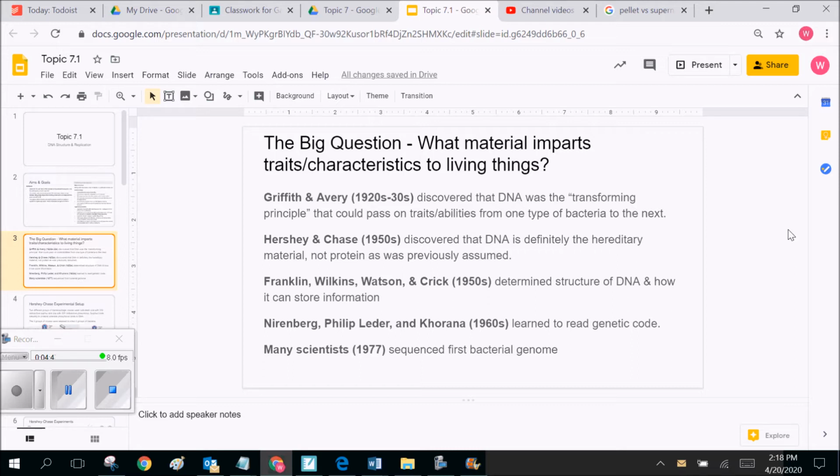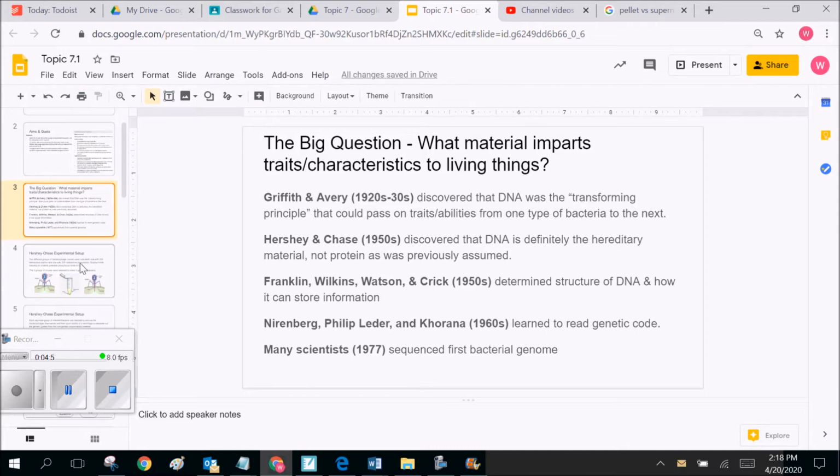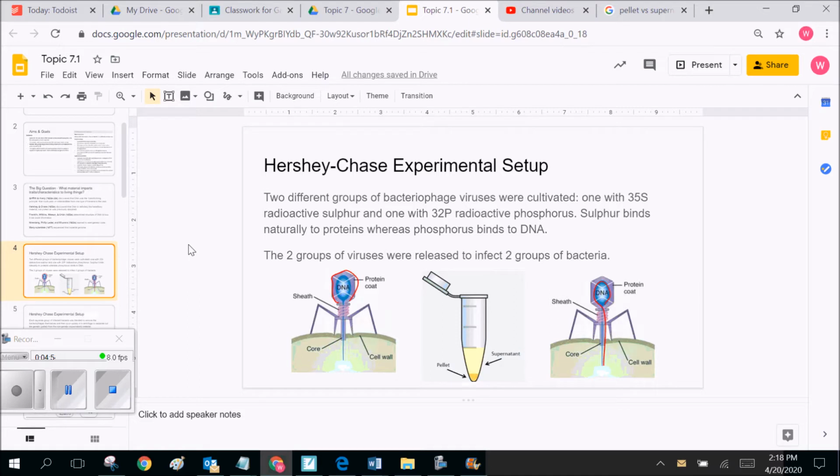So this is the history behind the structure of DNA and all the incredible scientists that were involved in it. We're going to talk very briefly about Hershey and Chase because their experiment is the real kicker here.